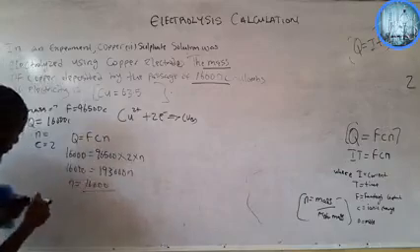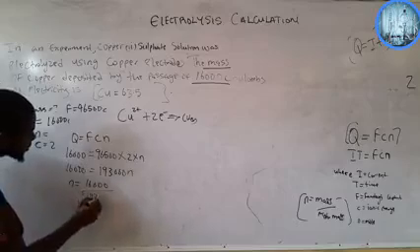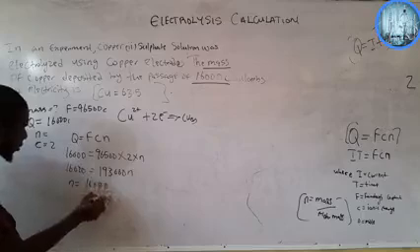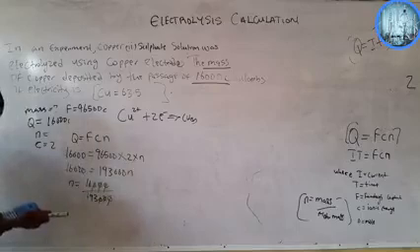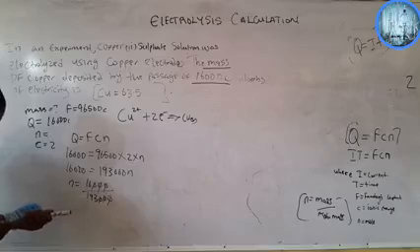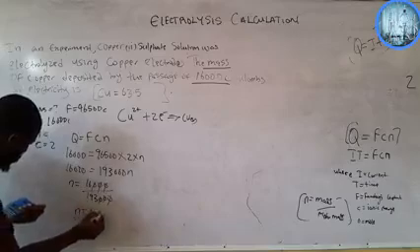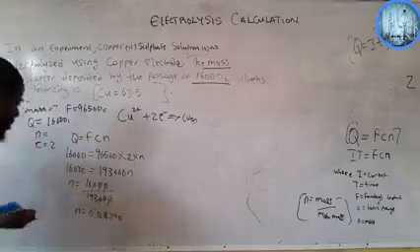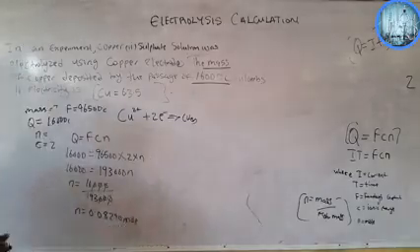Making N the subject of the formula, N equals 16,000 divided by 193,000. When we do that math correctly, that is 16 divided by 193, and we end up with 0.08290. These are the number of moles.